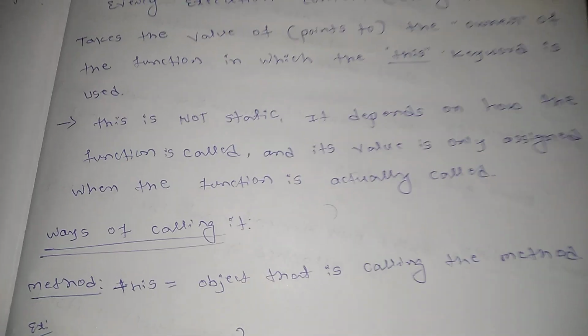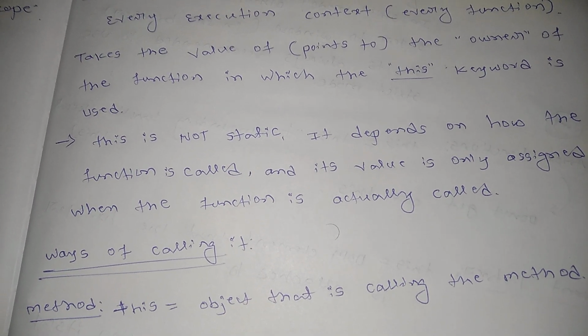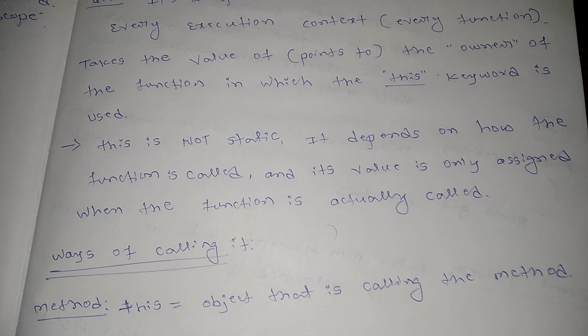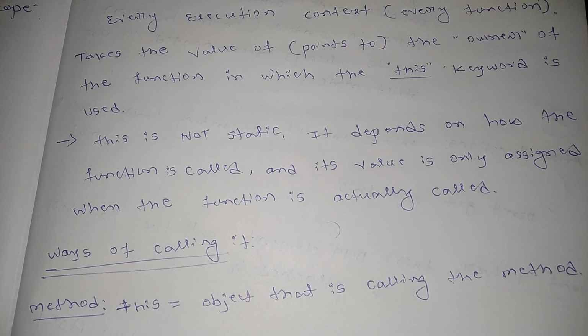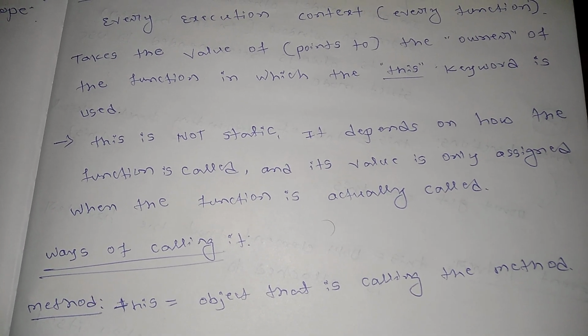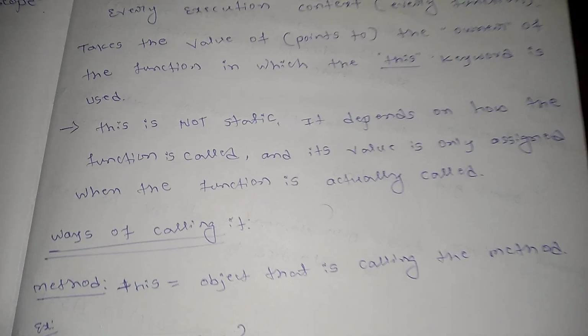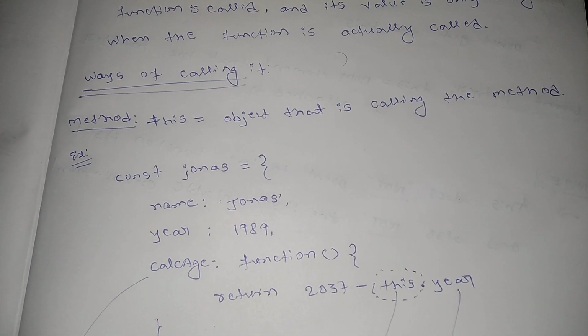And next, some important points I have listed here. This is not static, so it depends on how the function is called, and its value is only assigned when the function is actually called. So it doesn't have any static value; whenever the function is called, only at that time will it get the value. And after that there are a couple of ways in which we can call this keyword.